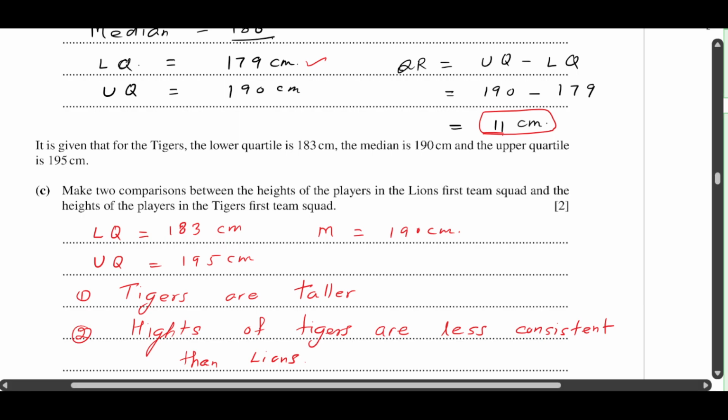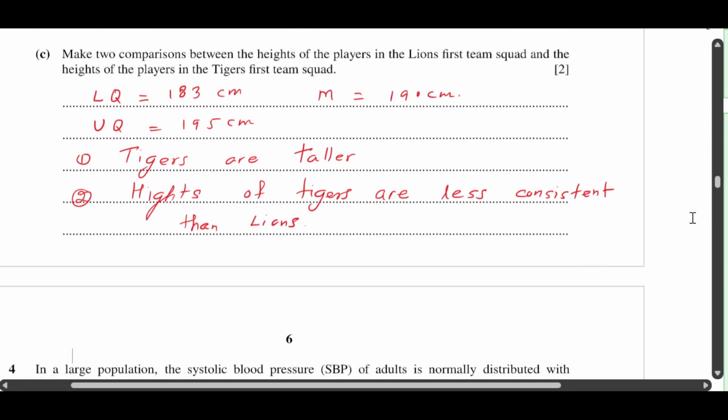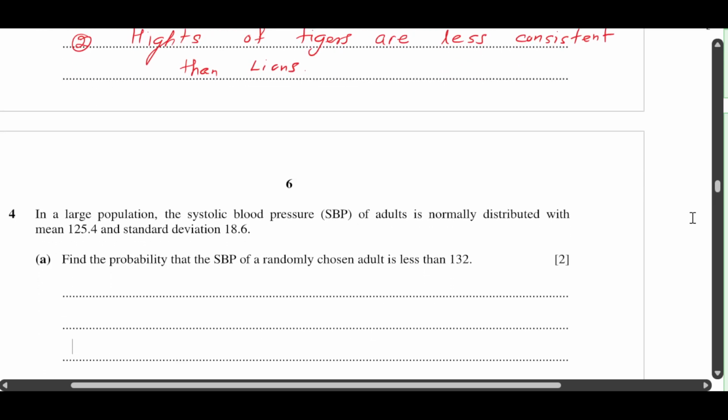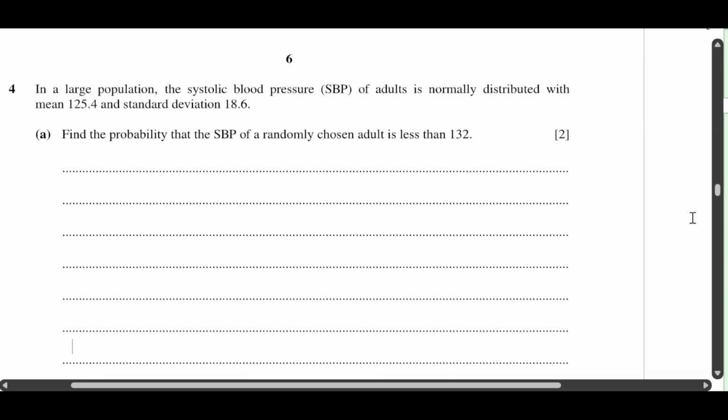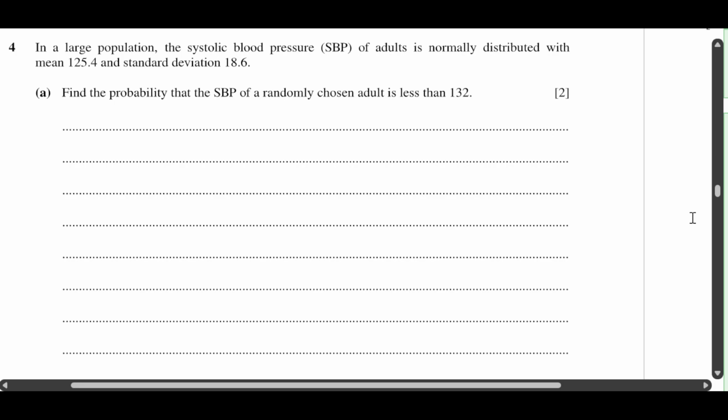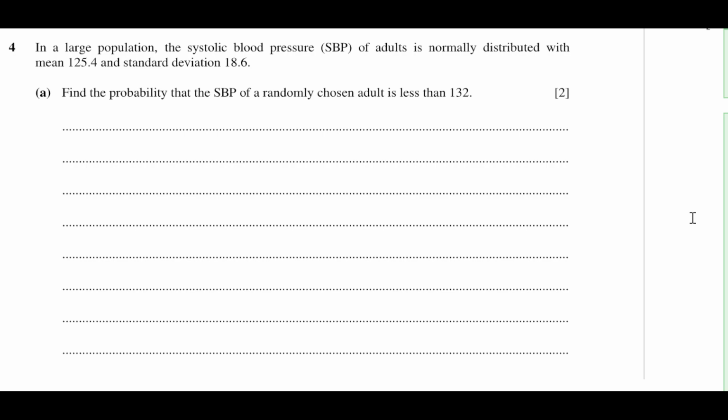Now let us move to the next question, question number 4. In a large population, the systolic blood pressure of adults is normally distributed with mean 125 and standard deviation 18.6. Find the probability that the systolic blood pressure of a randomly chosen adult is less than 132.